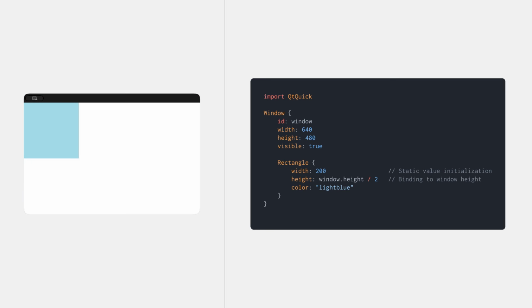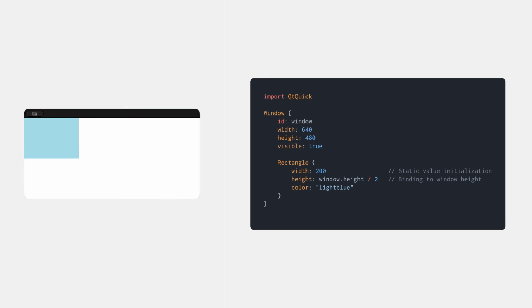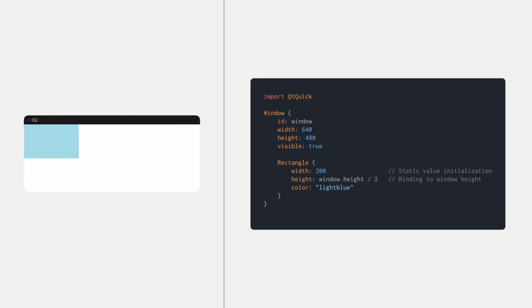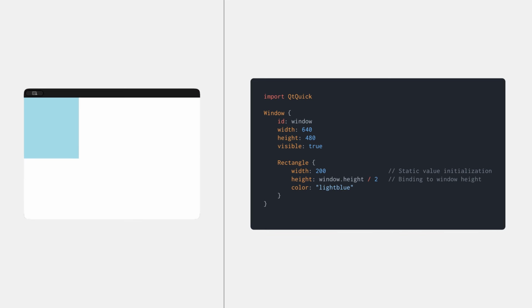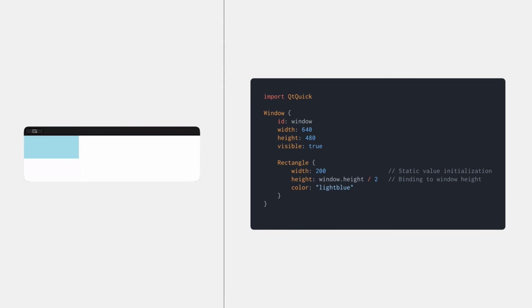A binding can contain any valid JavaScript expression or statement, as QML uses a standards-compliant JavaScript engine. Bindings can access object properties, call methods, and use built-in JavaScript objects such as date and math. Let's look at some examples of what you can do with bindings.